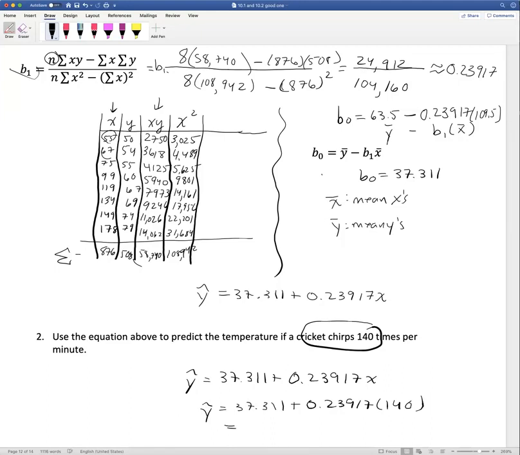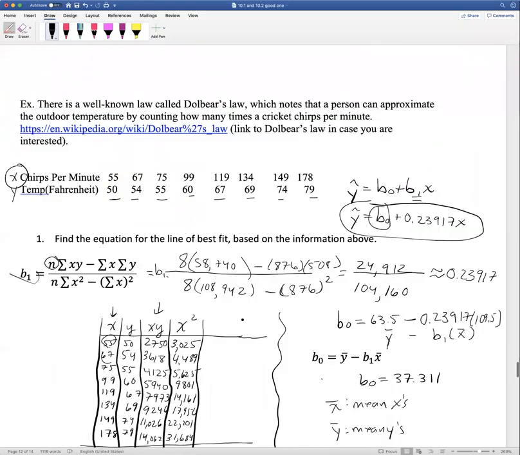So we're going to substitute in 37.311 plus 0.23917 times 140, and we get 70.7948. So this information is telling us if we have 140 chirps per minute, the temperature is around 71 degrees. If we have 140 chirps per minute, so think about if you were to stick 140 right in here, it's in between 130 and 149, 71 is within that range. It's well within that range over there.